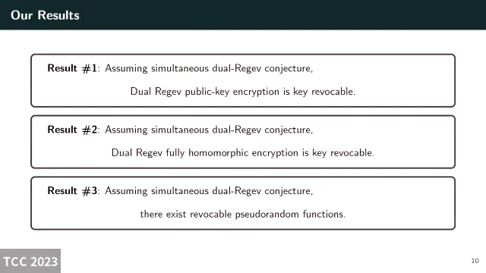Okay, so what do we show? We show that, assuming some conjecture that I'm not going to define, you can look at our ePrint version, dual Regev public key encryption is actually key revocable. And assuming the same conjecture, we also show that the dual GSW fully homomorphic encryption is key revocable. And we also come up with a new construction of pseudo-random functions, and we show key revocability of it, again assuming the same conjecture.